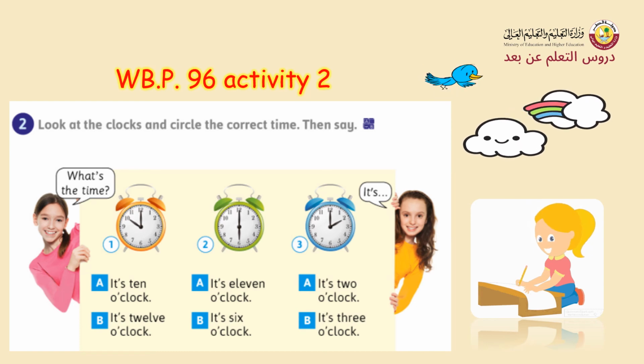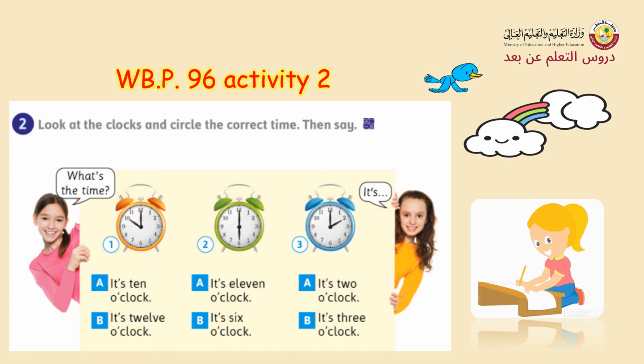Now we come to the formative assessment, activity number 2 in your workbook, page 96. Look at the clock and circle the correct time. What time is it? What is the time? It's 10 o'clock or it is 12 o'clock. Number 2, look at the clock and say the time. It's 11 o'clock, it's 6 o'clock. Number 3, it's 2 o'clock or it is 3 o'clock.